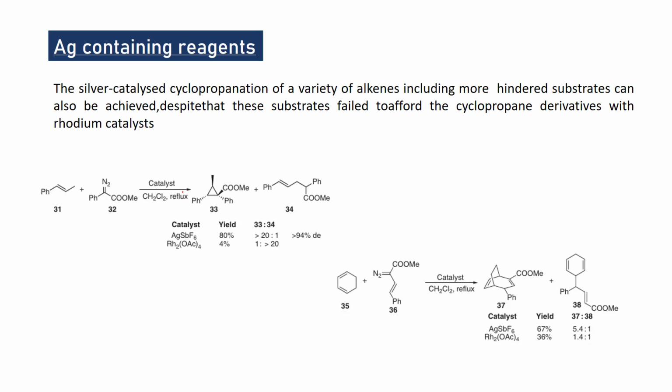Next topic we'll discuss is silver containing reagents. The silver catalyzed cyclopropanation of a variety of alkenes, including more hindered substrates, can also be achieved. Despite that, the substrate failed to afford the cyclopropane derivative with rhodium catalyst.